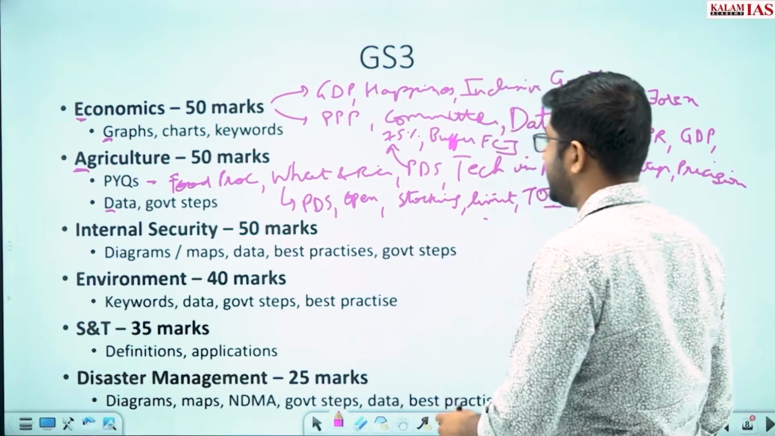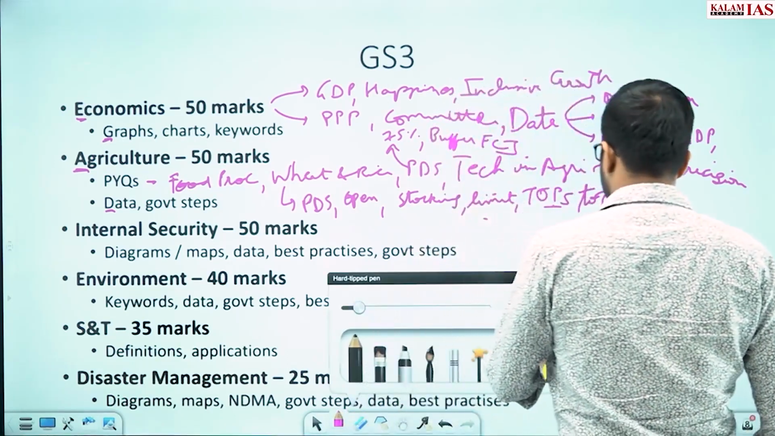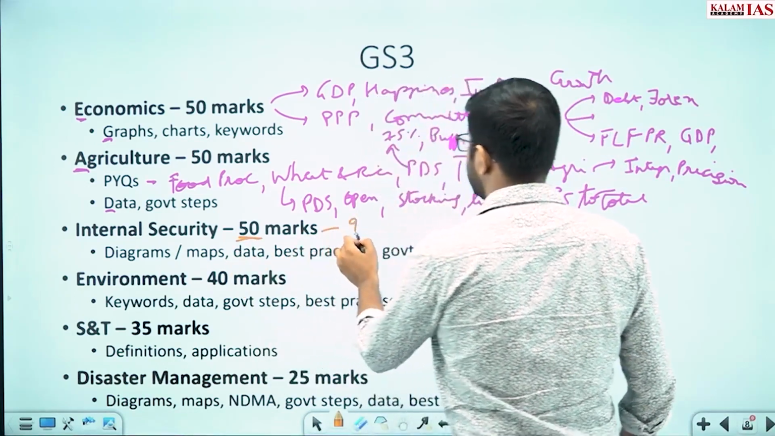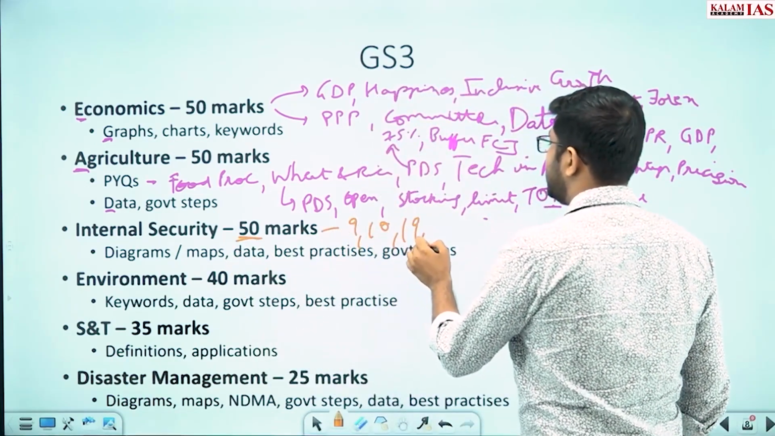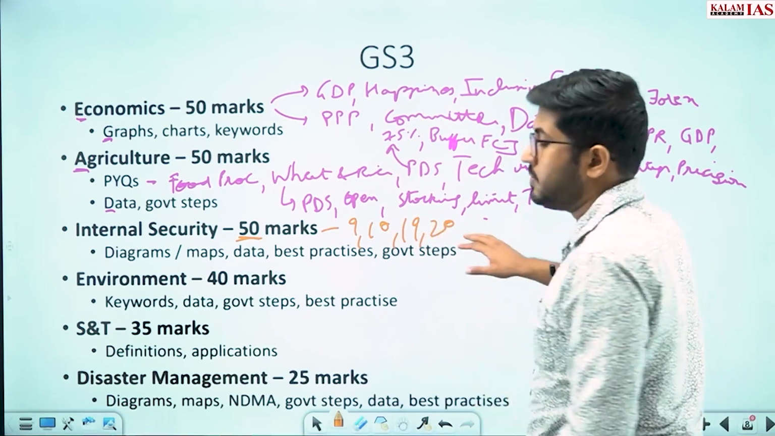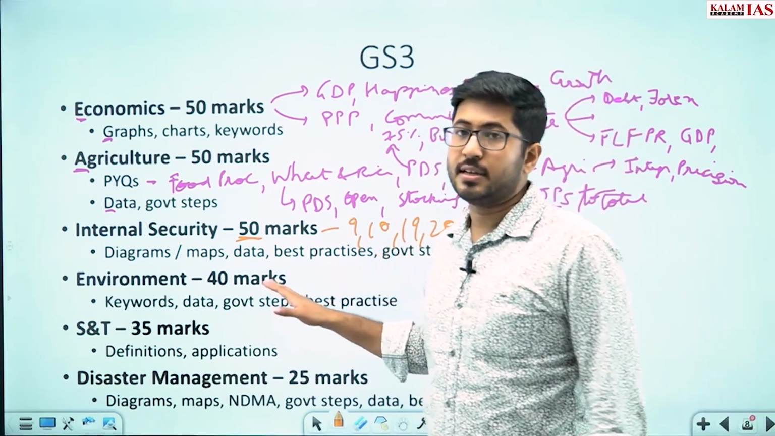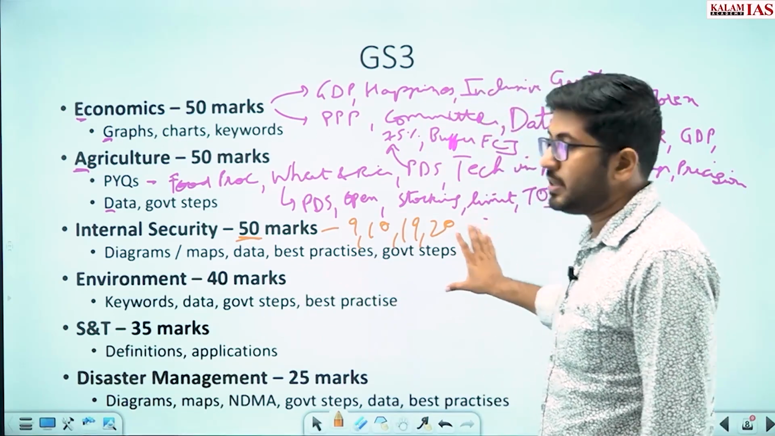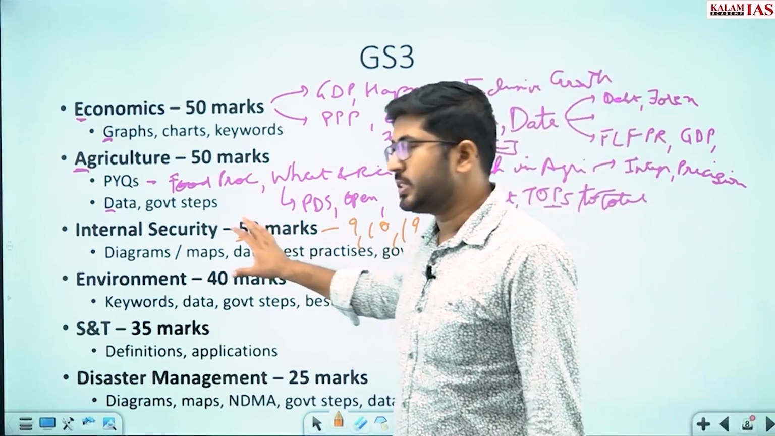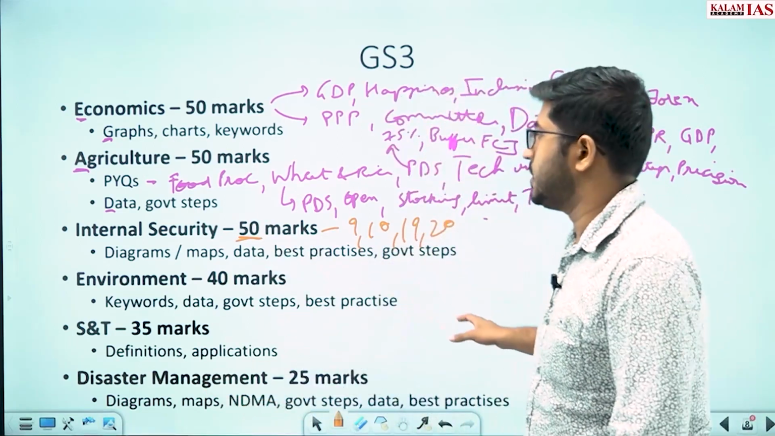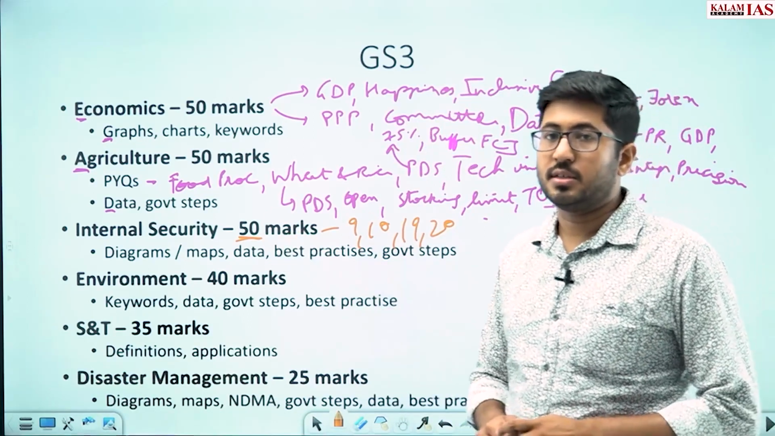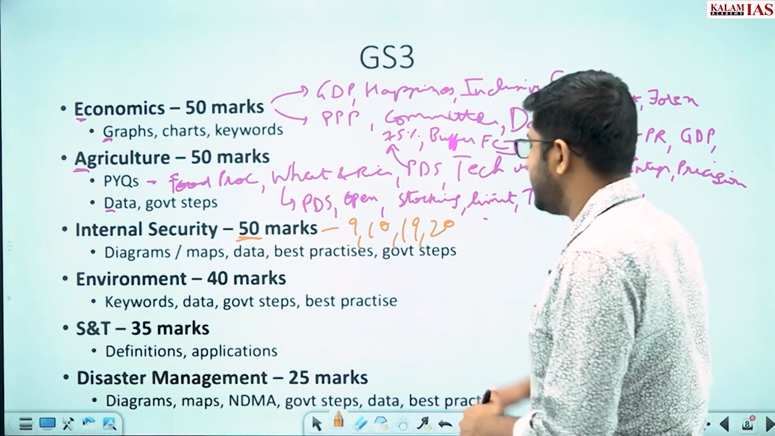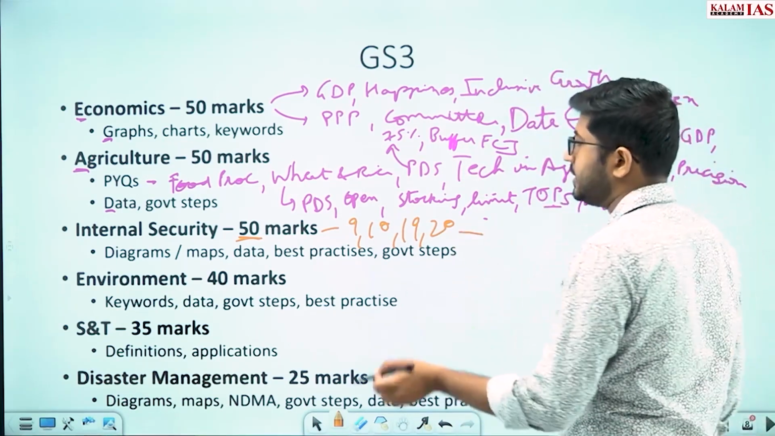Now moving on to internal security. So again, it is question number 9, 10, 19, 20. Again, if you want, you can start with this question, that is 9, 10, 19, 20, so that you can answer this part very comprehensively. Again, a fixed set of questions are there. You can start your paper from here, as I mentioned, for international relations in the GS2 paper. So very cleanly defined syllabus.